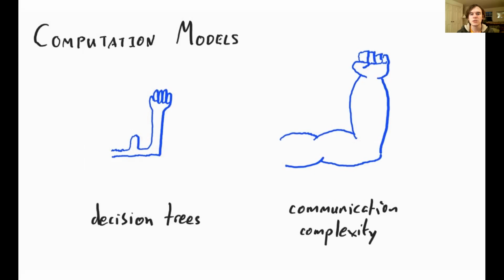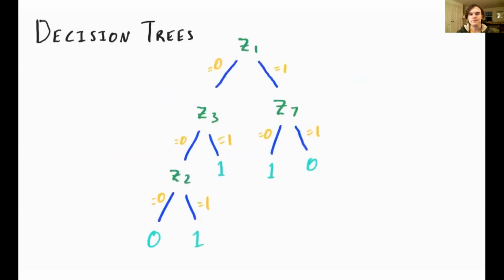So today is going to be a story of two computation models, decision tree complexity and communication complexity, one weak model and one strong model. So let me introduce you to them.